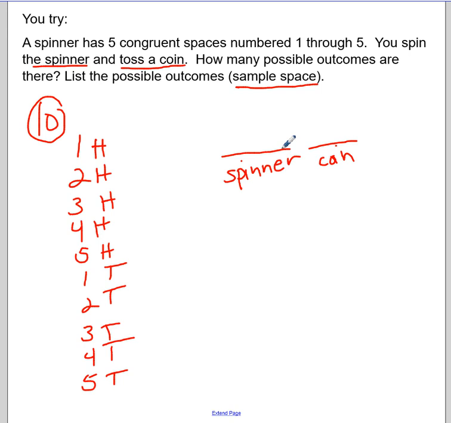How many different outcomes could I have on my spinner? There's 5 different outcomes on my spinner, right? Well, how many different outcomes could I have on my coin? 2 different outcomes. In order to figure out how many things there are in the sample space, I can just multiply 5 times 2 and get 10. That's what we call the multiplication principle.